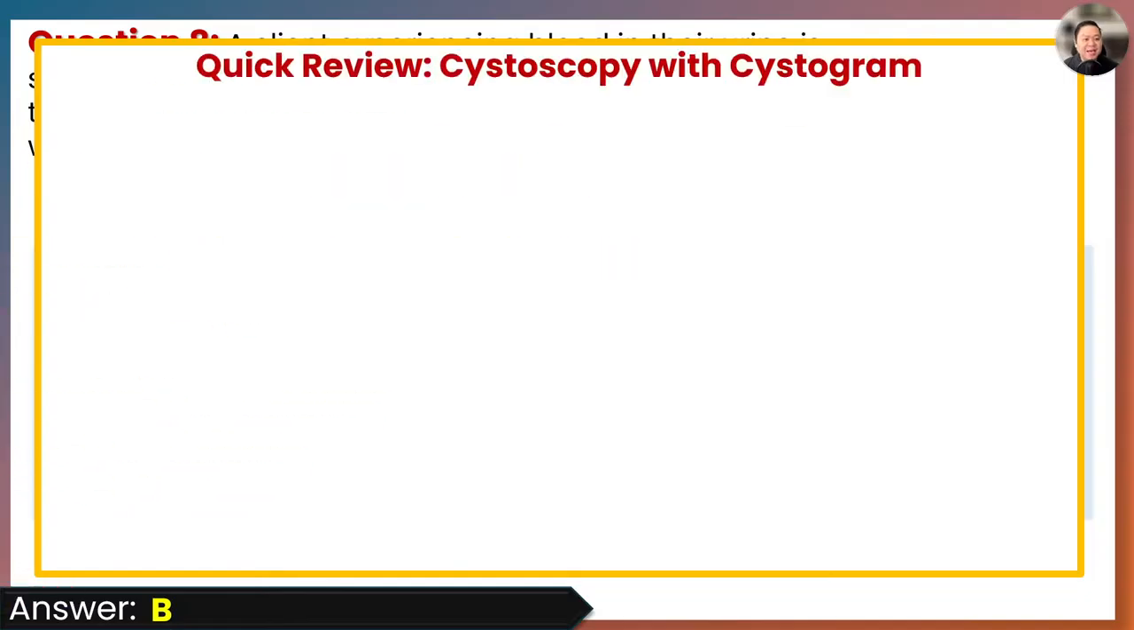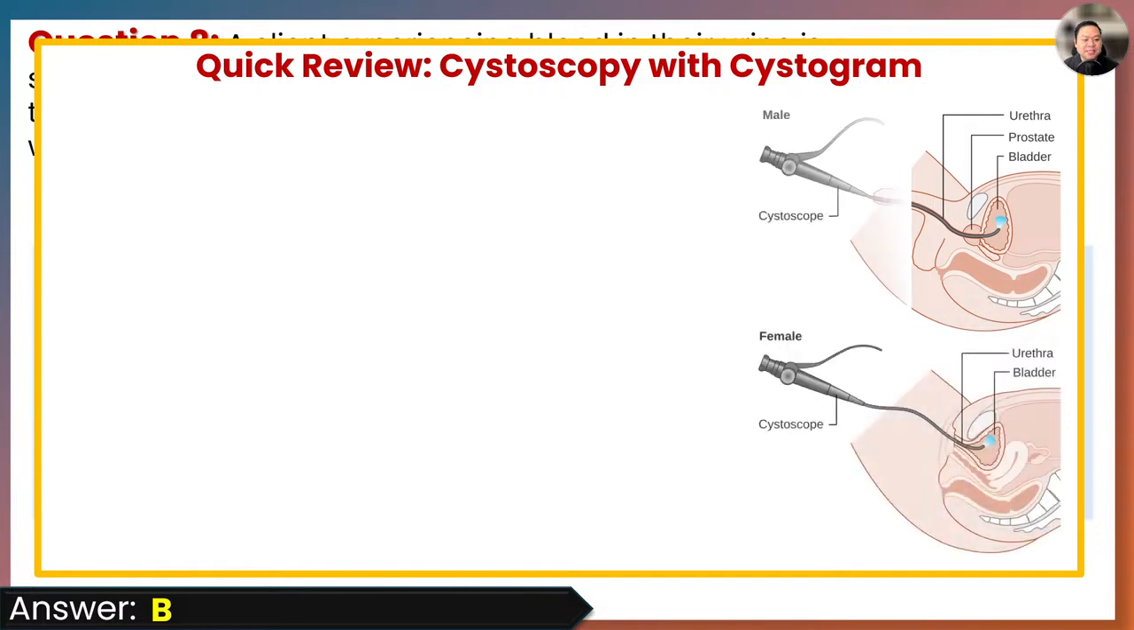All right, let's have number 9. But before we do that, let's do a quick review of what cystography or cystoscopy with cystogram is, and the procedure itself. So I'm just showing you a quick picture here of what it's supposed to look like. So the tube is pretty much a flexible material that is inserted into the urethra, and it has a camera that will allow visualization into the internal structures. And so it has diagnostic uses.